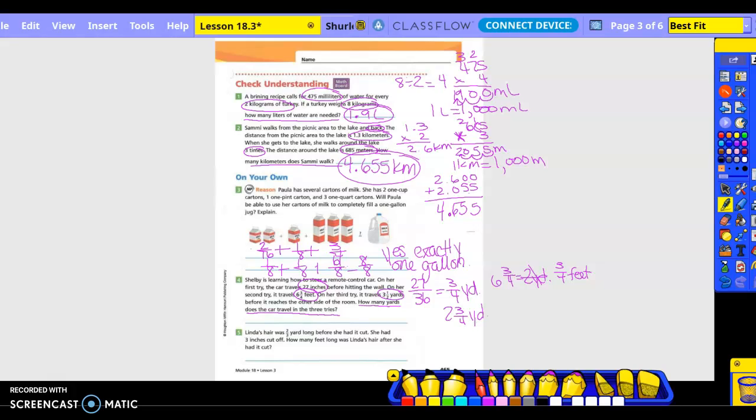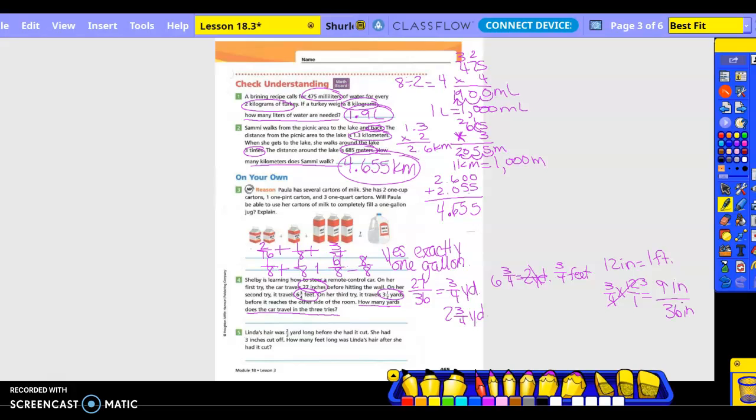So 3/4 feet is just how many inches? So, how many inches are in a foot? So, 12 inches equals 1 foot. So, 3/4 of 12 is what? So, 3/4 times 12/1 gives us 9, right? So 9 inches.